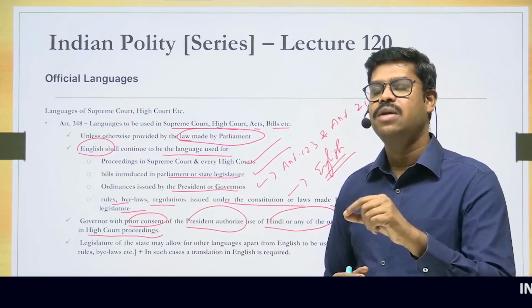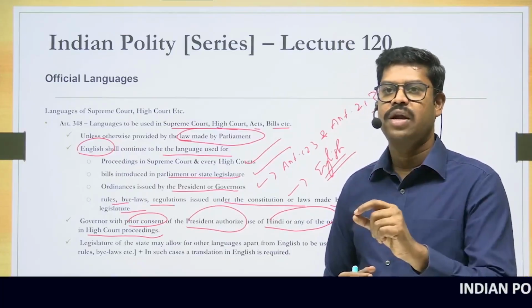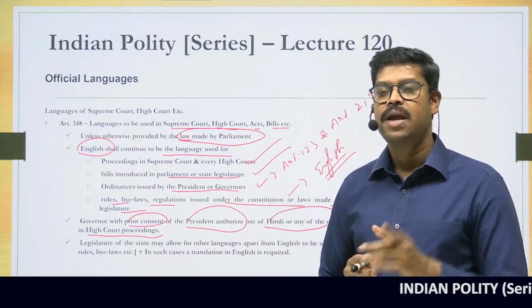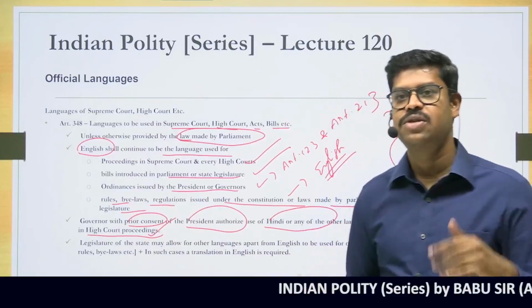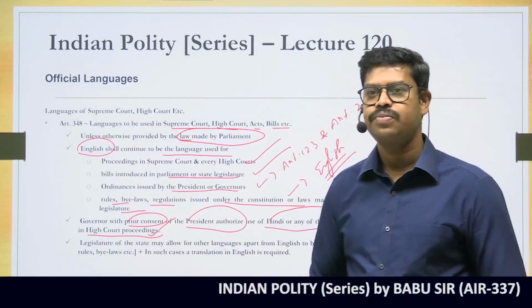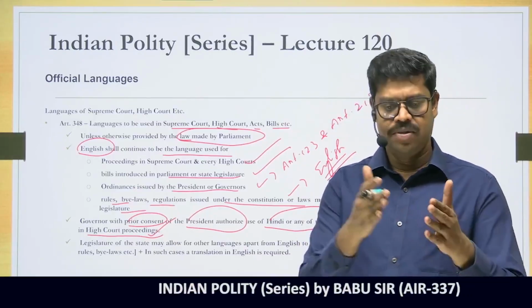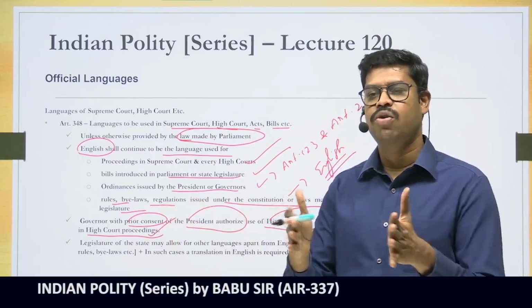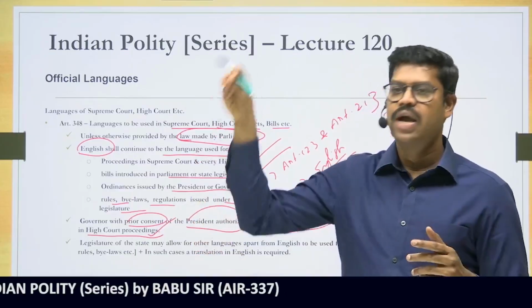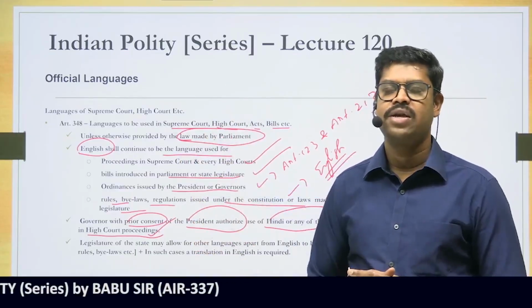Provided the governor issues such an order with the consent of the president. But it is only in case of the proceedings in the High Court. This is not in case of judgments or the orders passed by the High Courts. Proceedings means everything from the time the petition is filed till the hearing happens. All these things are proceedings. And then finally an order, a decree or a judgment is passed.